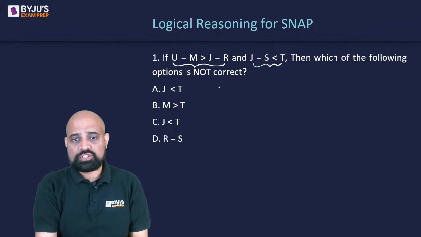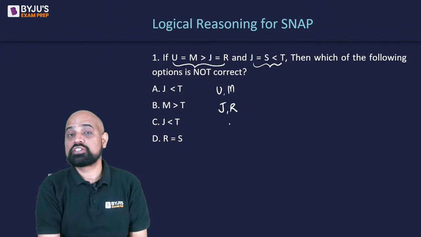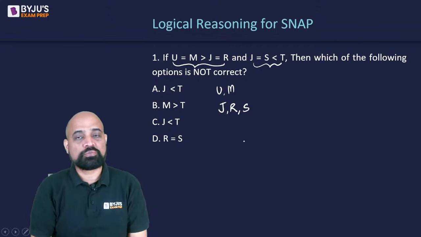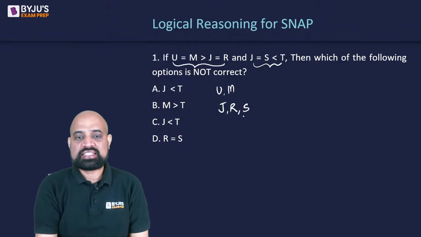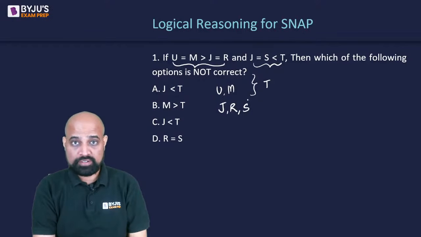So U is equal to M. I'm going to write it beside them so that they are equal. M is greater than J, so I'm going to write J beneath it, and J and R next to each other because J and R are the same. Then I will look at the next one. It says J is equal to S, as in J and S should be at the same level. And S is less than T. If S is less than T, we are going to have possibilities, right? T can be anywhere right above S below U and M, or T can be along with U and M, or T can be even above U and M.